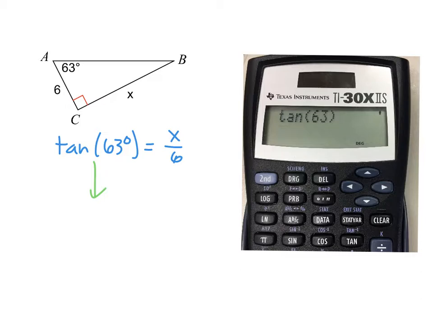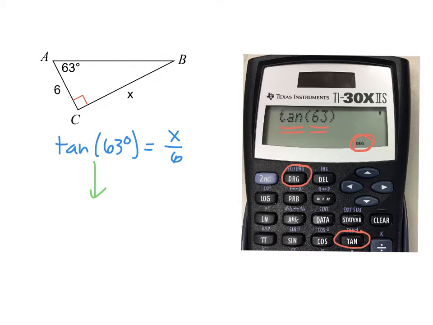Before you do that, you have to make sure a couple of things are in place. Because we're working with angles measured in degrees, we need to make sure that we're in degree mode. And usually it'll say DEG somewhere on the screen. If you're not in degree mode, you can usually hit the DRG key until degree shows up. Once that happens, I use the tangent key to get tangent to show up on the screen, and then I type in 63 and close the parentheses.